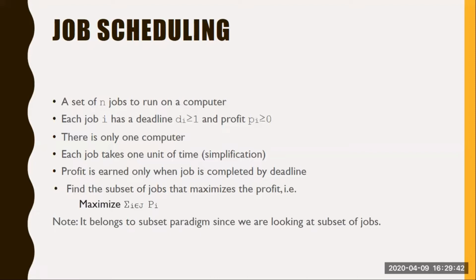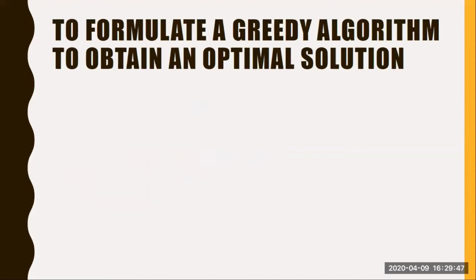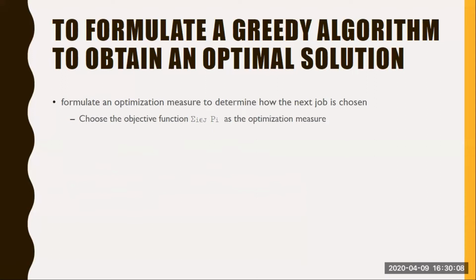Since it belongs to the subset paradigm, you can also talk about the greedy technique being used. Now, to formulate a greedy algorithm to obtain an optimal solution, we need to formulate an optimization measure. This optimization measure has to be used for determining how we are going to choose the next job, each and every job. While choosing the optimization measure, we have to use the objective function. Otherwise, we will never be able to get the optimal solution.